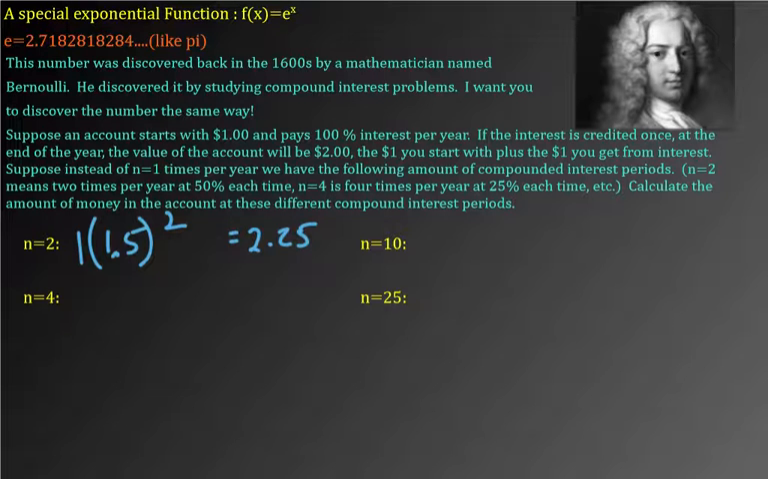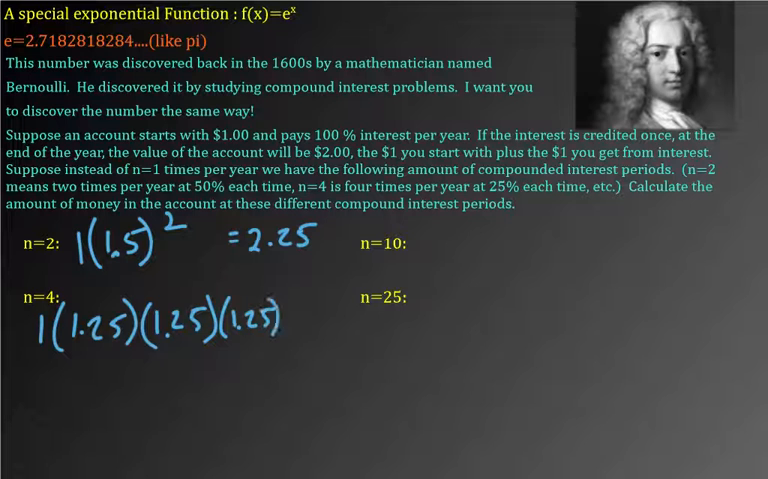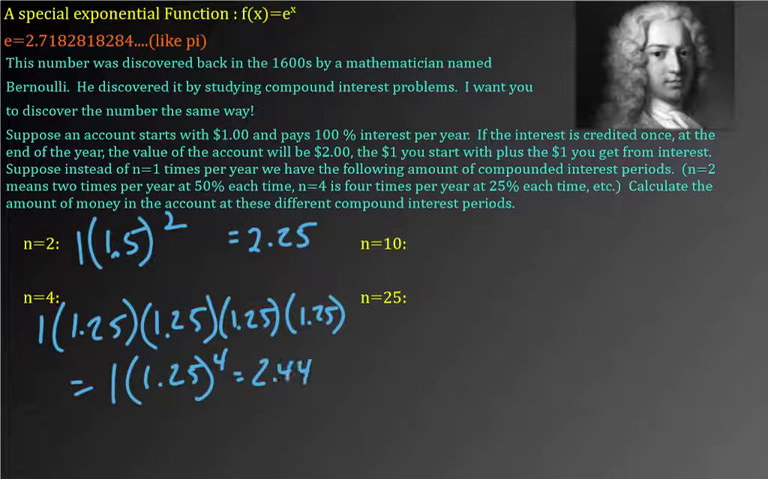If you want to do n equals 4, you would do $1 to start off with times 1.25, right? And you would do that just 4 times in the year, right? Otherwise known as 1 times 1.25 to the 4th, right? And that is 2.44, okay? And then if I do it 10 times in a year, it would just be $1 times 1.1, right, to the 10th, which is 2.59.